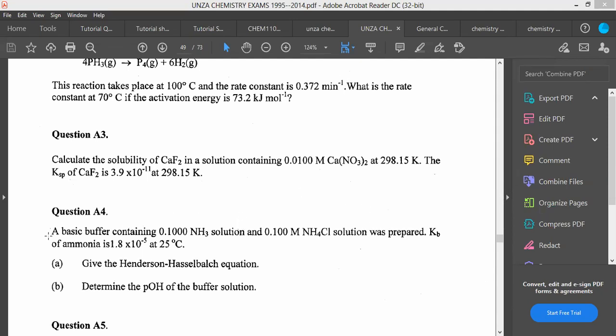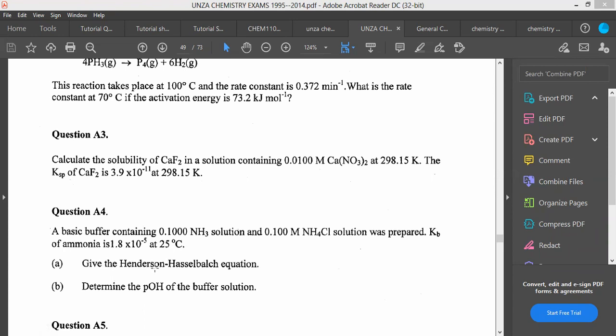This is also what we've done, acid-base equilibrium, a buffer containing 0.1 ammonia and 0.1 ammonium chloride. So there's this salt, a conjugate acid and a base. Whenever you have a base and its conjugate acid, it means it's a buffer solution. So this is a buffer solution. Kb for this particular buffer is this at 25 degrees Celsius.